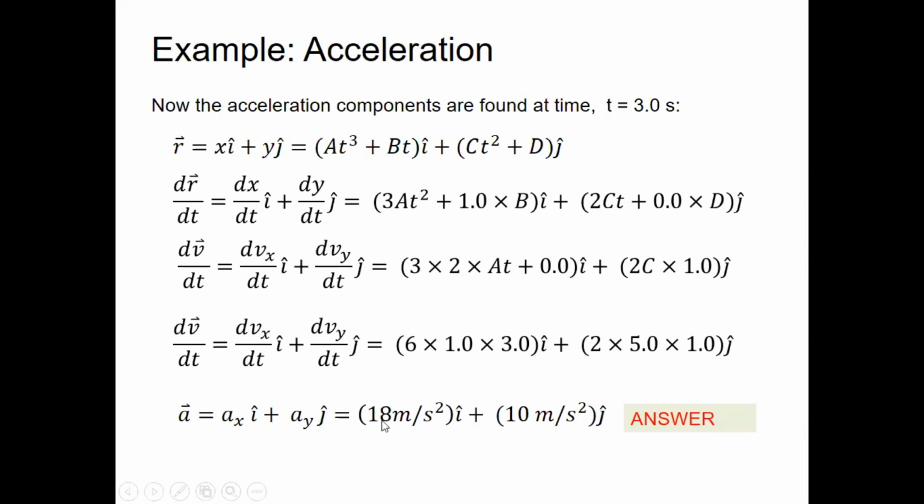Once I substitute, I reduce the whole thing. It is 18 meters per second square along the x-axis and it is 10 meters per second square along the y-axis. The complete vector is written as this, with the i unit vector multiplied with the x component and the j unit vector multiplied by the y component, and the total a vector is shown here. You can see that both ax and ay are positive. So it is positive acceleration along the x-axis and positive acceleration along the y-axis.